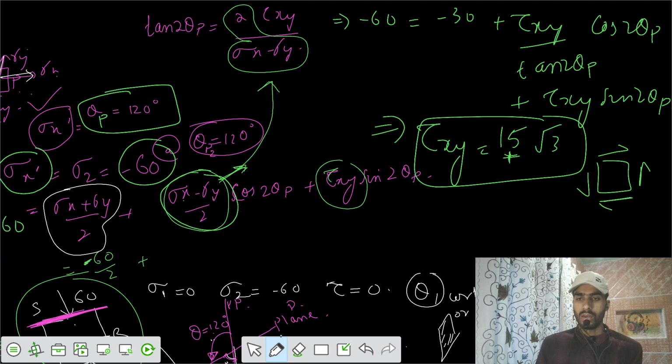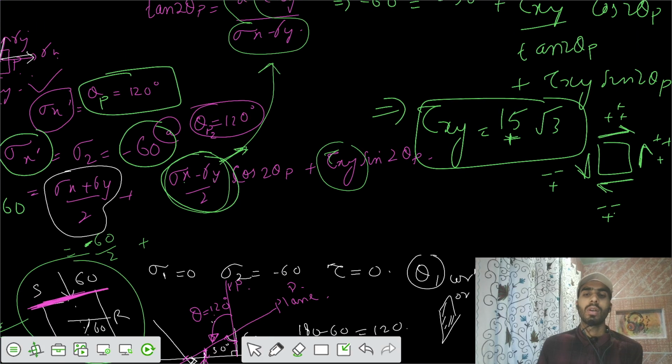The direction of shear stress on different planes would be in this form. This is negative, that's positive. This is negative, this is positive, and this is positive, that's positive. So shear stress is positive, tau xy equals 15 root 3.